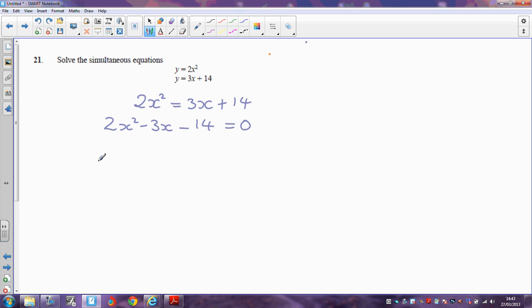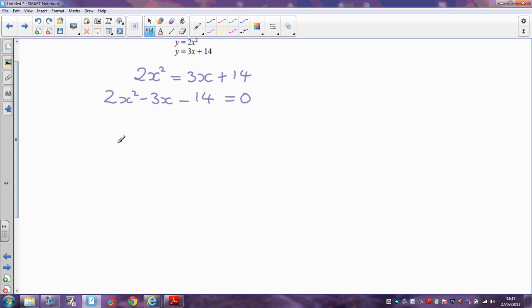Now, I can factorize the left-hand side, and I'm going to use what I call the crisscross method. You can also just use trial and error. Essentially, crisscross is just trial and error. We look at the 2 first, two numbers that multiply to make 2. Well, that's 2 and 1.